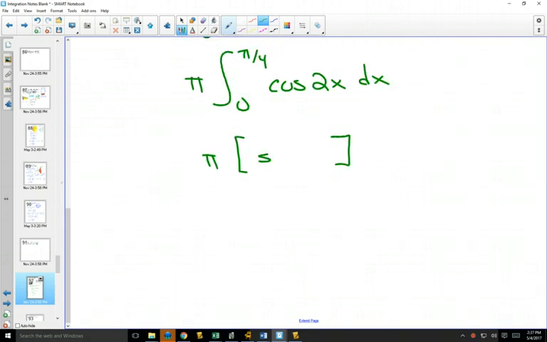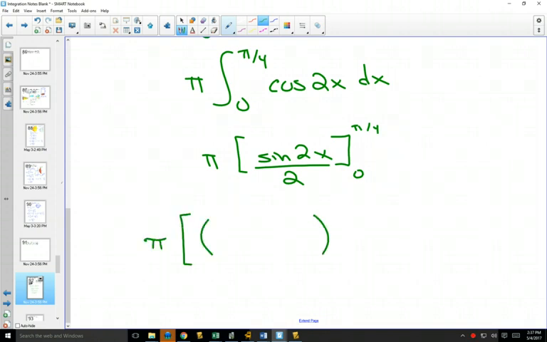That will be sine 2x, and we have to divide by 2 because of the chain rule. So we'll have sine 2x divided by 2 from 0 to pi over 4. And at this point, we plug in. If you plug in pi over 4, you get sine of pi over 2. What is sine of pi over 2? 1. So it becomes 1/2. And when you plug in 0, what's sine of 0? 0.